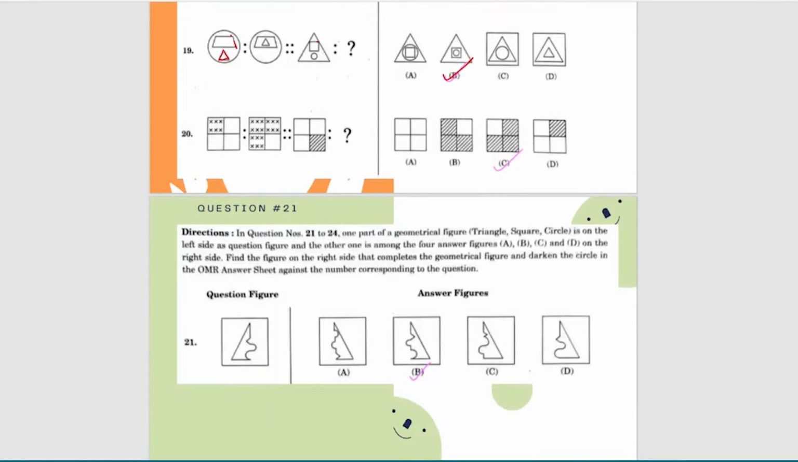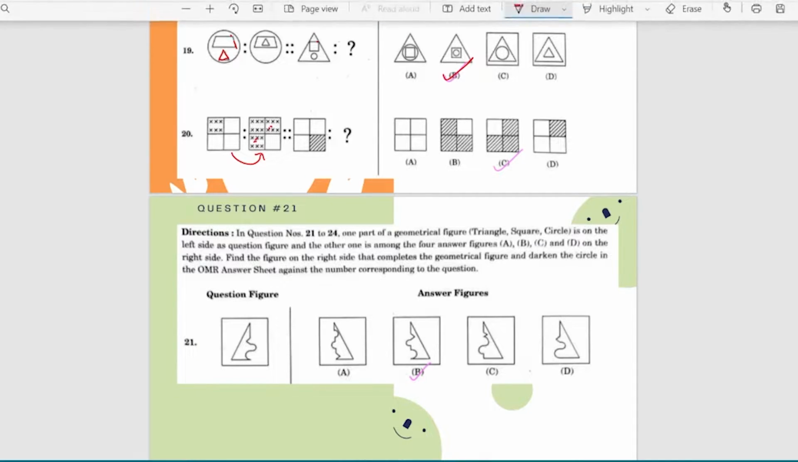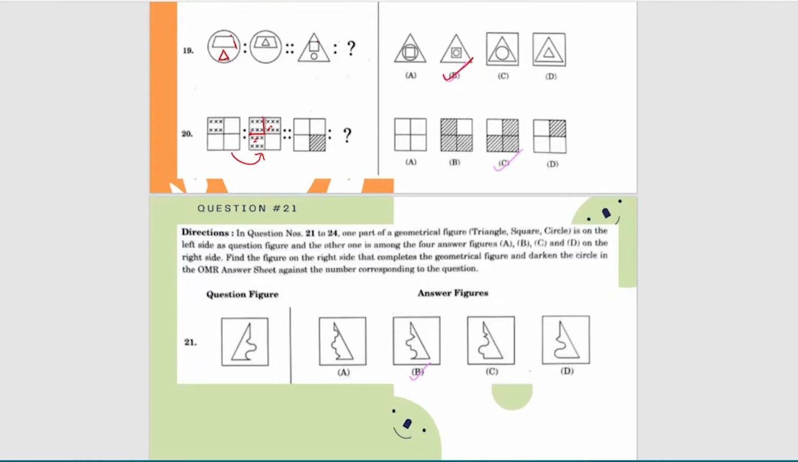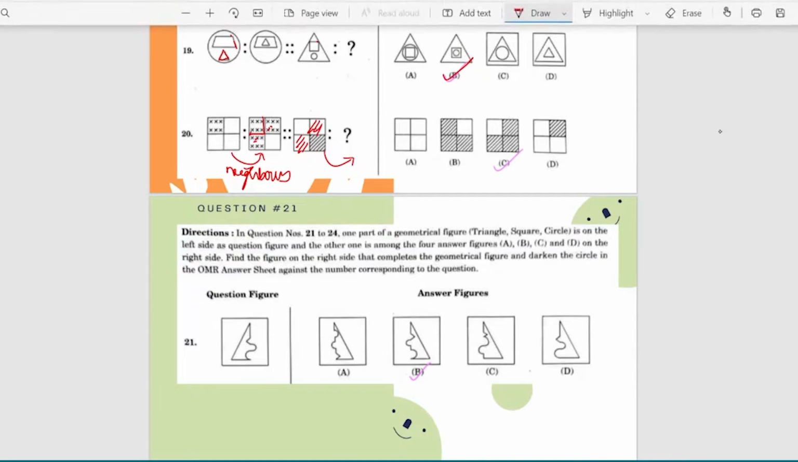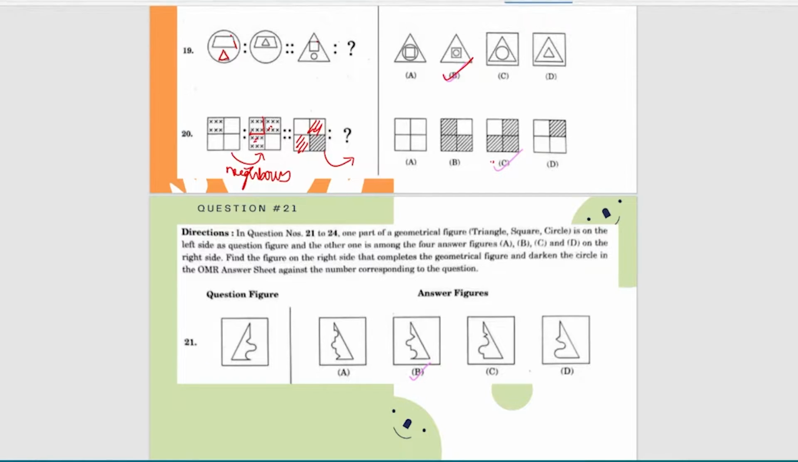Now let's look at the 20th question. Here we can see that there is a square and it has crosses in it, and then in the next figure there is a square and it has crosses in the adjacent squares too. Adjacent as in the neighboring squares, the squares that are touching this square. So now since there is a square here which has lines in it, according to this relation the neighbors also get the crosses. So here the neighbors should also get the lines. So the neighbors of the square are this square and this square. So that's why both of these squares should also get the lines. So that's why the correct answer is option number C.